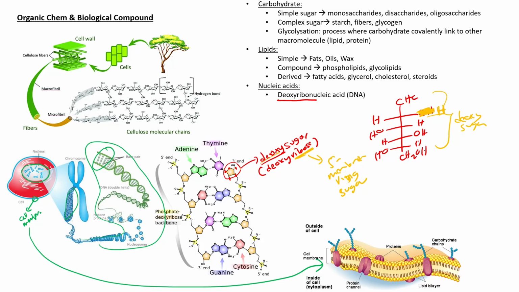Now you have a deoxyribose connected to the phosphate. So this is the phosphate. You can see the backbone of the DNA is deoxyribose connected to phosphate, then deoxyribose, and then phosphate. This is the backbone for DNA. That's why they call it the phosphate-deoxyribose backbone.